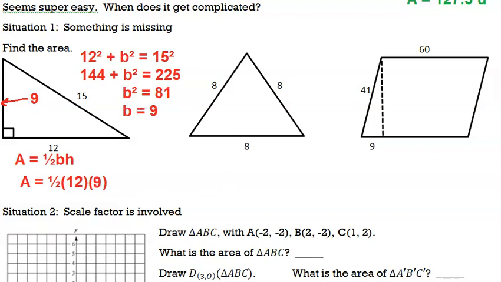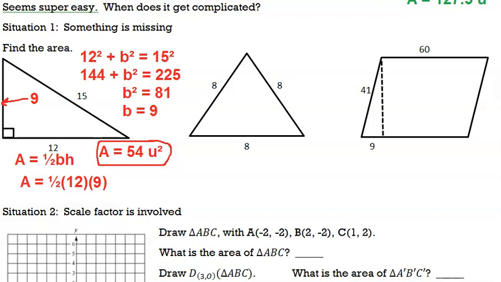So that means 12 times 9 is 108. Half of 108 is 54. And again, we're just going to go with units squared. We're not going to attach anything here. We're just going to go from there. All right. Now let's try this next one.